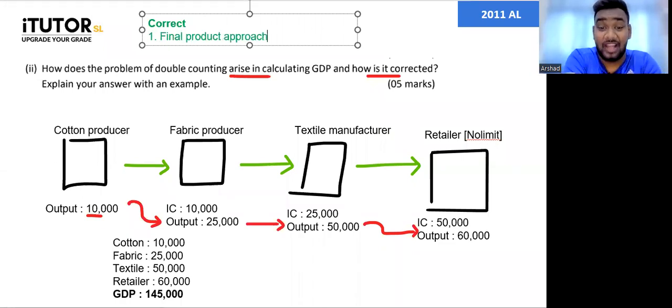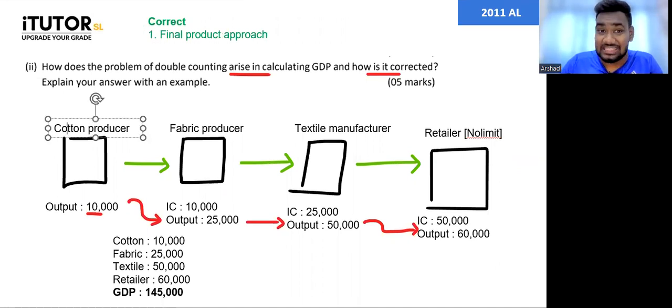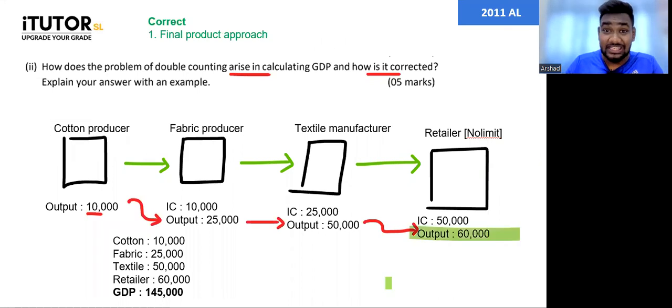What is the final product approach? So to correct this double counting error, we ignore all the other stages, and we consider only the final good. So what is our final good? This one, right? The output of 60,000. So in this output of 60,000, this 50 is also there. This 25 is also there. This 10 is also there.